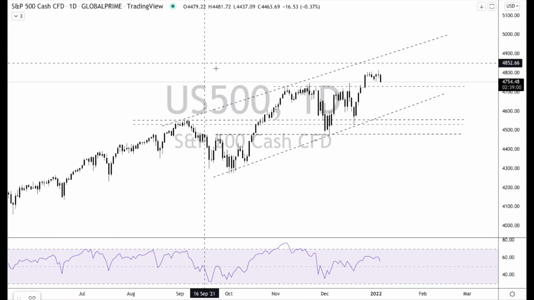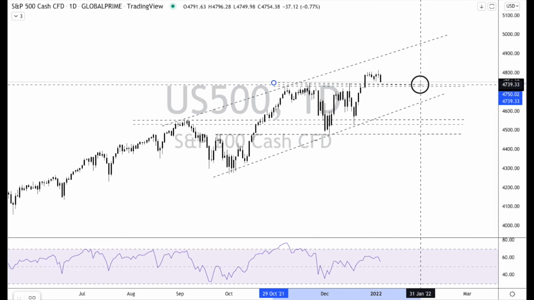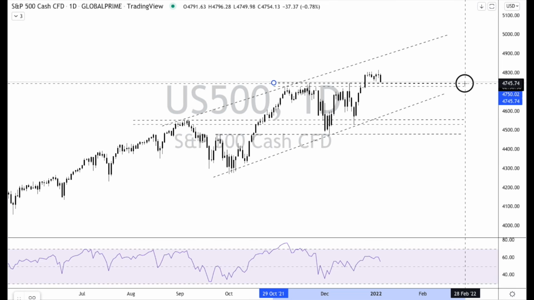Okay, so we had the potential double top at this level right here. Potential double top, right?